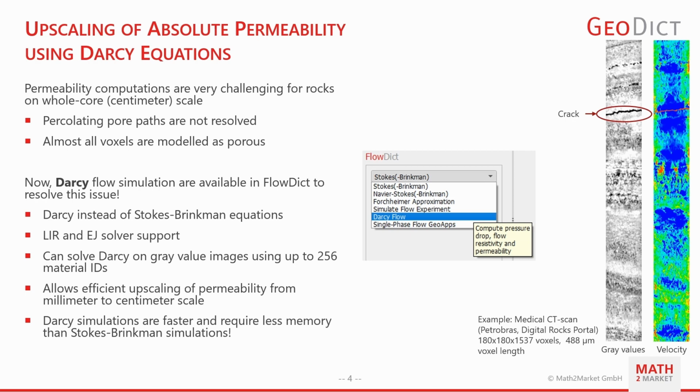The new Darcy solver can deal much better with this situation. Here, the Darcy instead of the Stokes-Brinkmann equations are solved, where the viscous term is neglected. Both EJ and LearSolver support this equation. The support of 256 material IDs in GeoDict allows us to solve the Darcy flow equations almost directly on a gray value image when a gray value to permeability map is available.